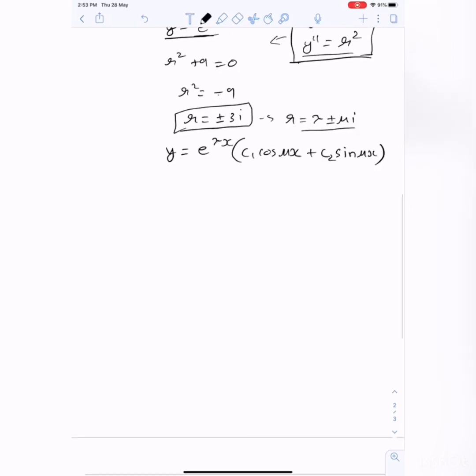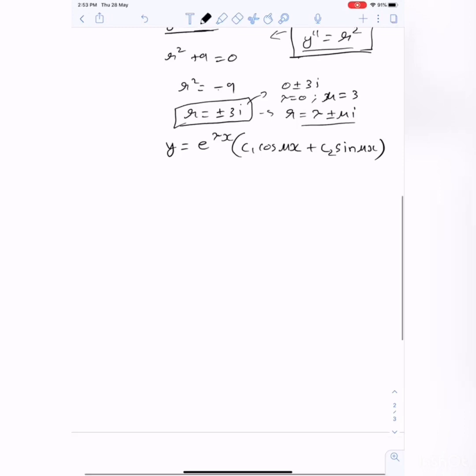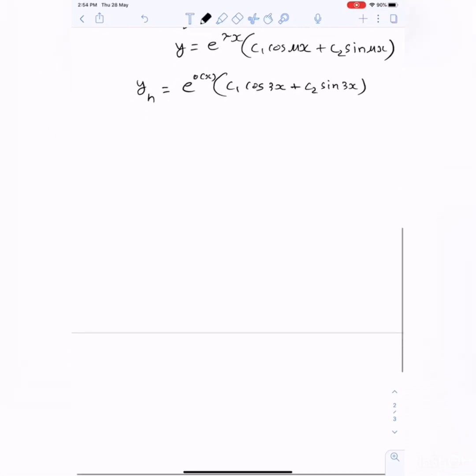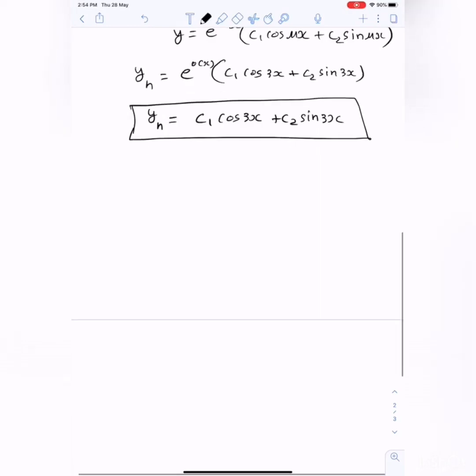So now, as we can see from here, this can be written as 0 plus or minus 3 times i. That would mean lambda is equal to 0 and mu equals 3. So our y homogeneous would be e to the power 0 times x times c1 cos 3x plus c2 sin 3x. So e to the power 0 is 1. So y_h would be c1 cos 3x plus c2 sin 3x. This would be our homogeneous solution.